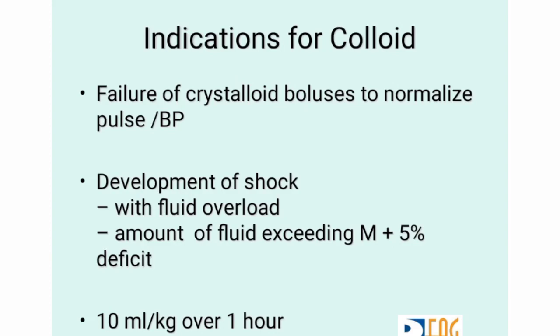Second is that you have used up all of your fluid quota, the maintenance fluid plus 5%, and your fluid quota is not remaining, so you will then shift to colloids, because with colloids, with a smaller volume, you can achieve a bigger result. The dose of colloid, dextran 40 or hexastarch, is 10 ml per kg, and it is given slowly over a period of 1 hour. These colloids remain for a longer period of time in the blood vessels, and they maintain the fluid in the blood vessels.